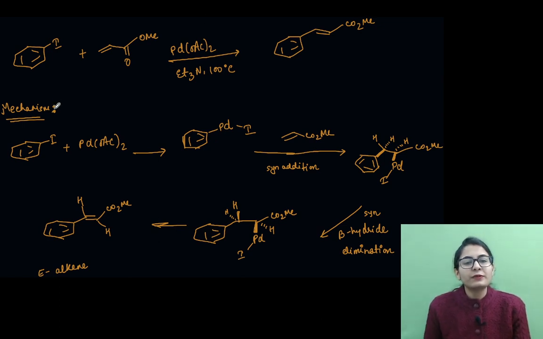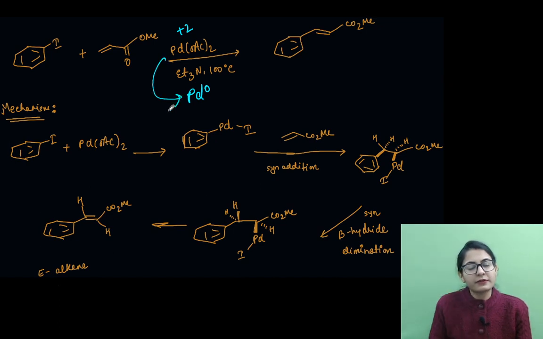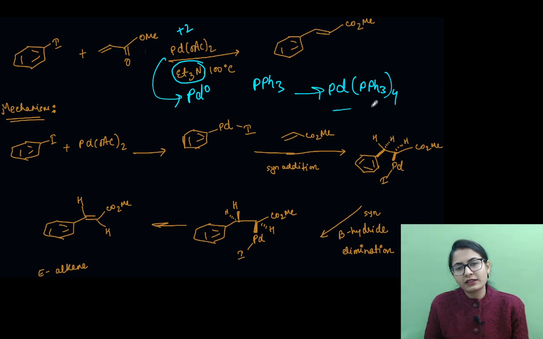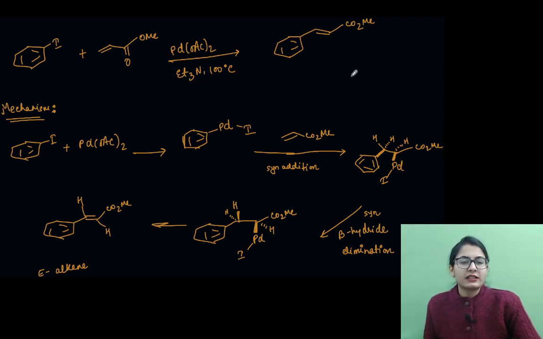So first of all, guys, there is one thing: you have to take palladium into the 0 oxidation state first, because this is a little bit of a different reaction, right? So what happens is your ligands, either an amine or sometimes phosphine is given. So it will convert the palladium acetate to a palladium phosphine complex like this. Most of the time this is what you see. So you see palladium in the 0 oxidation state. Okay, right.